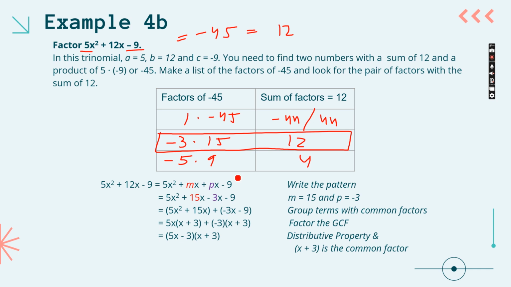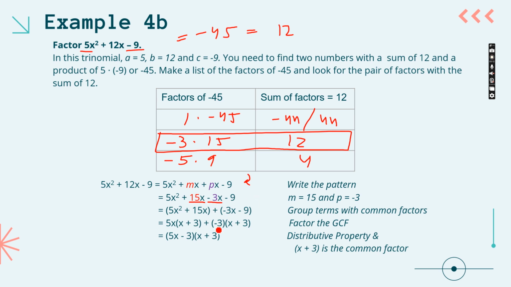So inputting that into our pattern, 5x squared plus mx plus px minus 9, you just choose whichever fits in. In this case, for this example, we wrote out 15 first because it's right next to our 5, and then it'll be more useful for us when we start grouping, right? So we write 15 first here, and then follow that up with a negative 3.